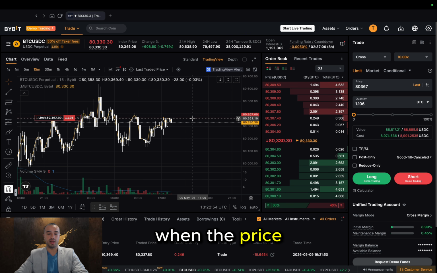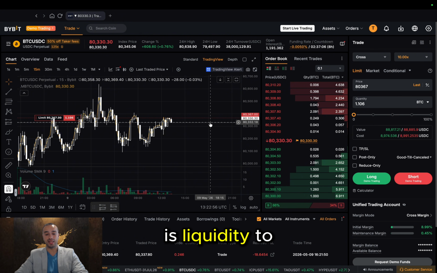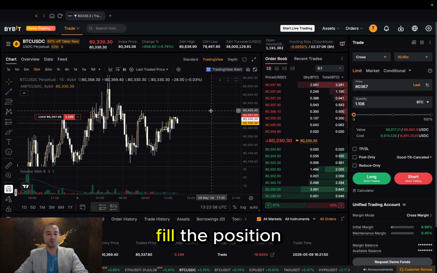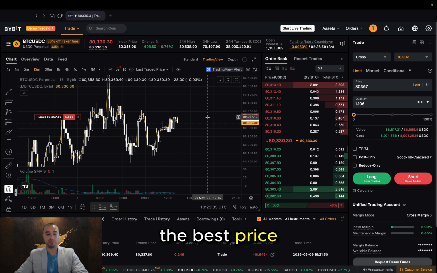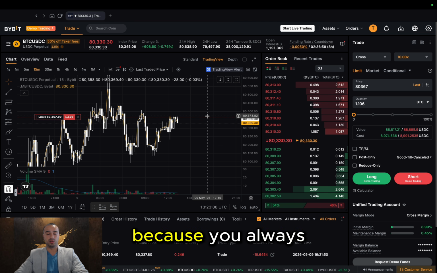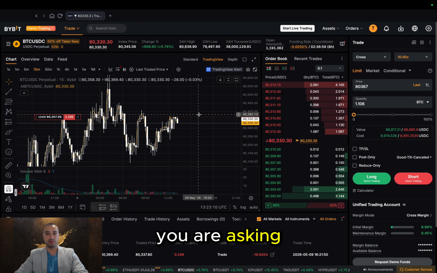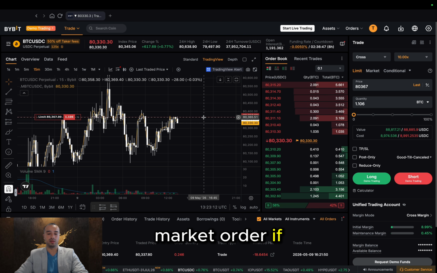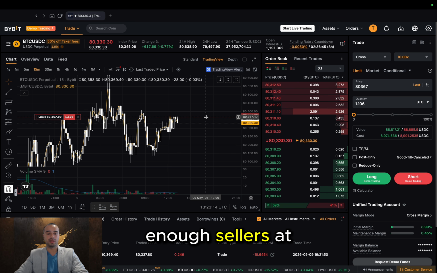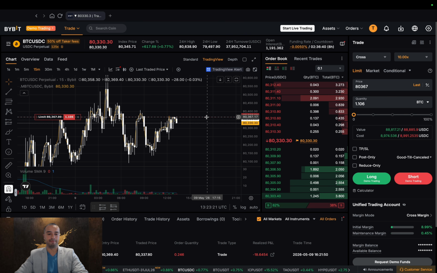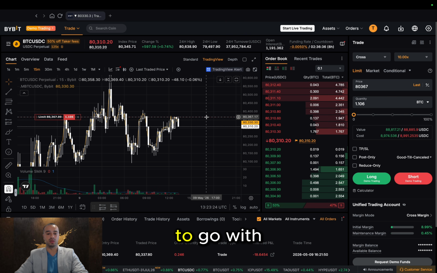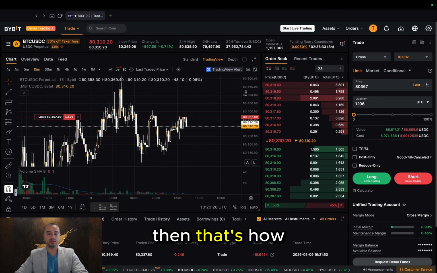When the price goes there and there is liquidity to fill the position, you will get the best price. That's why a limit order is great to use, because you always get the price you are asking. When you use a market order, if there are not enough sellers at that price, then you will go to the next seller and you will not get the best price. But if your system tells you to go with a market order, then that's how you do it.